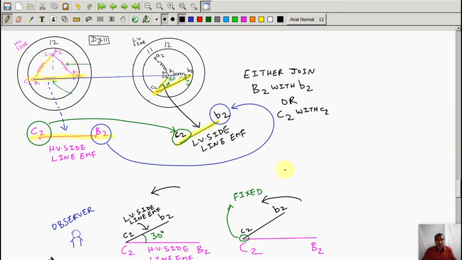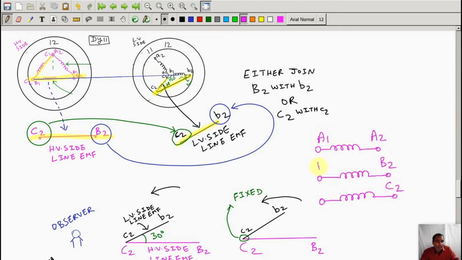So if you want, you can further indicate it like this. Let me use it. Let's say I am drawing the 3-phase windings like this. So this is, let's say, I am writing here A2, then I should write here B2, then here C2, then obviously A1 is here, B1 is here, C1 is here.